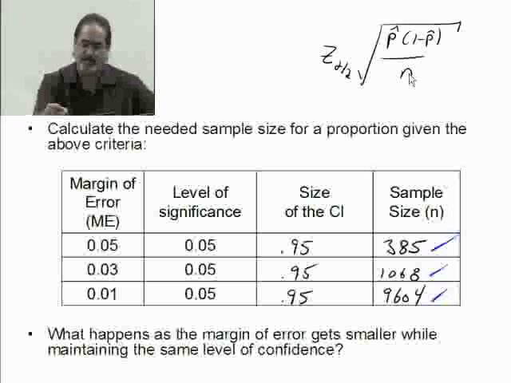As n gets bigger, this ratio gets smaller. As this ratio gets smaller, the square root of the ratio gets smaller. The square root of the ratio times z of alpha over 2 gets smaller, so the margin of error gets smaller. Because we're taking the square root, the size of n just gets huge, as you can see down here.